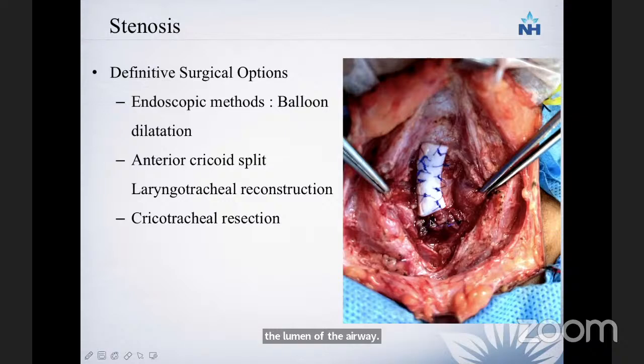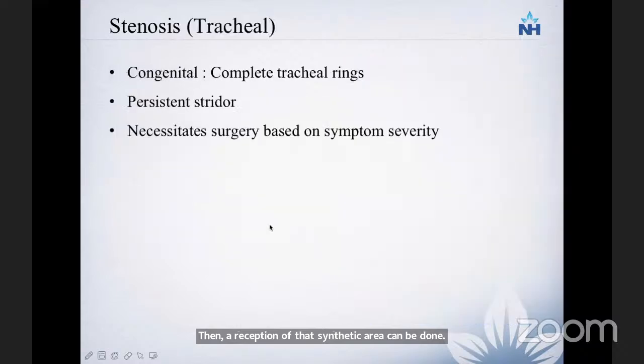And if the stenotic segment is small, involving one or two tracheal rings, then a resection of that stenotic area can be done, with anastomosis later on. So now coming to tracheal stenosis.